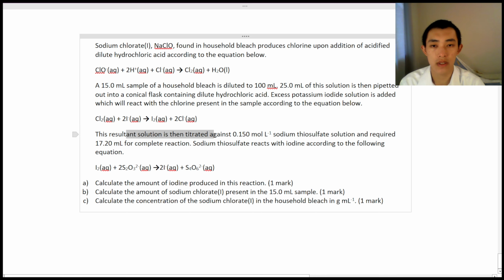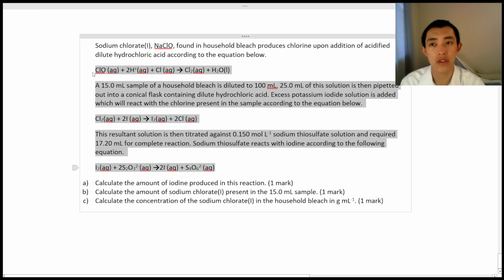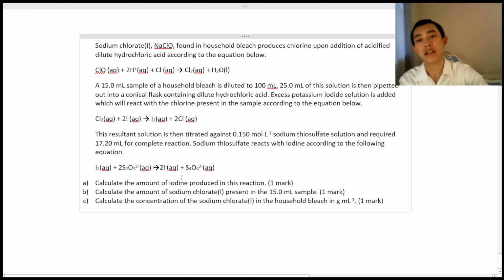The resultant solution is then titrated against 0.15 molar sodium thiosulfate solution and required this many mL of that. This thiosulfate reacts with the excess iodine there. Okay, so it's very complicated. In fact, this is actually a double back titration. So you back titrate.